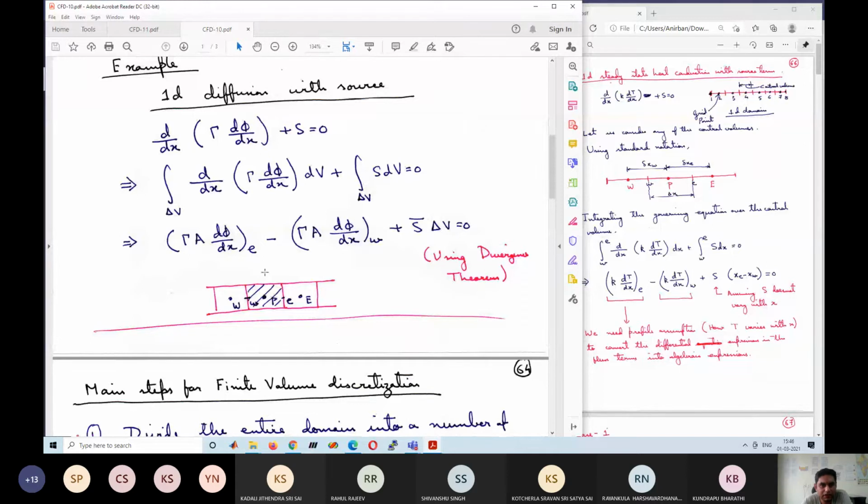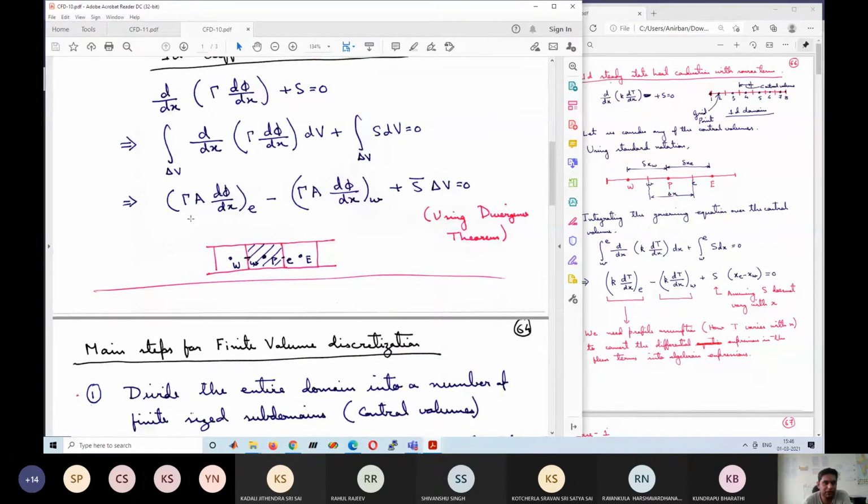Physically, you can think of it as how much change of flux is occurring in the domain. This is given by the net flux coming into the domain. So the change in flux in the domain is based on the net flux coming into the domain. That is what we mean. The net flux coming into the domain is whatever flux is crossing the interfaces. There are two interfaces, the east and west interface.